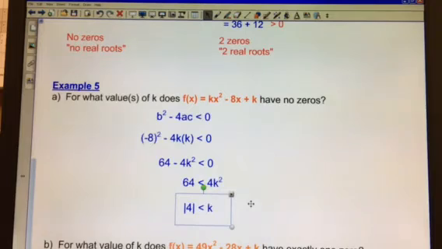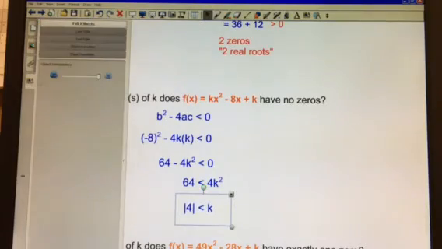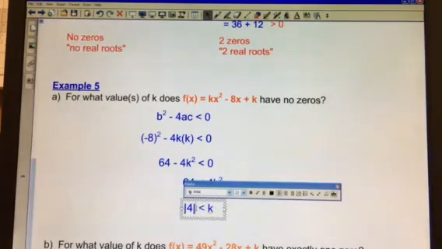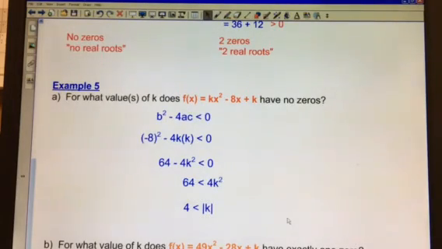You will get the absolute value, nope, it's in the wrong place. So let me correct this. Sorry about that. It should say the absolute value of k is greater than 4, or 4 is less than absolute k. Okay.